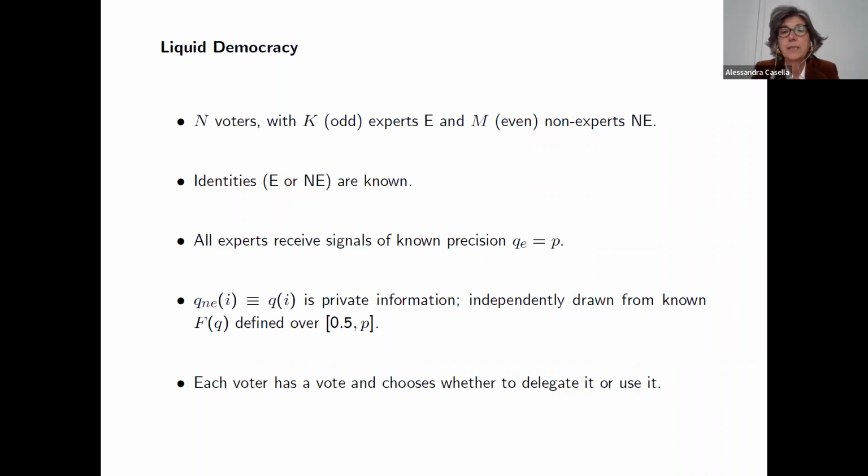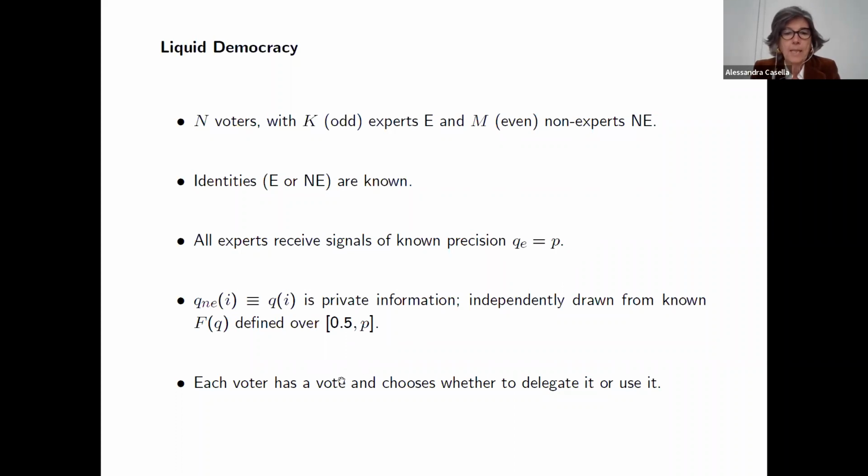All experts receive signals with a certain precision P, and the non-expert instead receives signals with a precision Q of I. Q of I is private information, and it's drawn from some known distribution, and the support of the distribution goes from 0.5, a completely uninformative signal, all the way to P. So P is the upper boundary of the distribution from which the non-expert precisions are drawn, and it is the common precision of the experts.